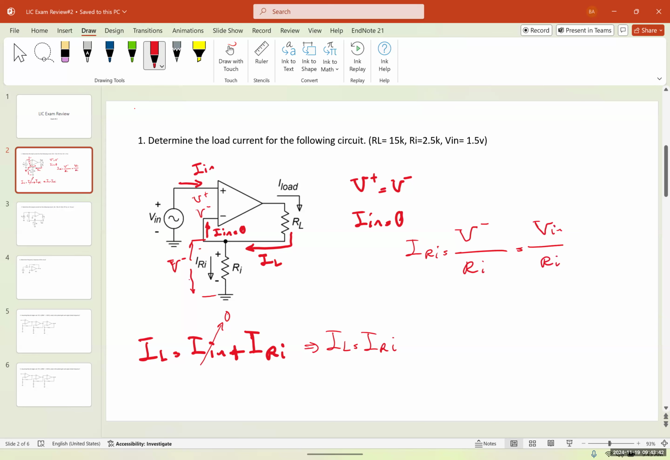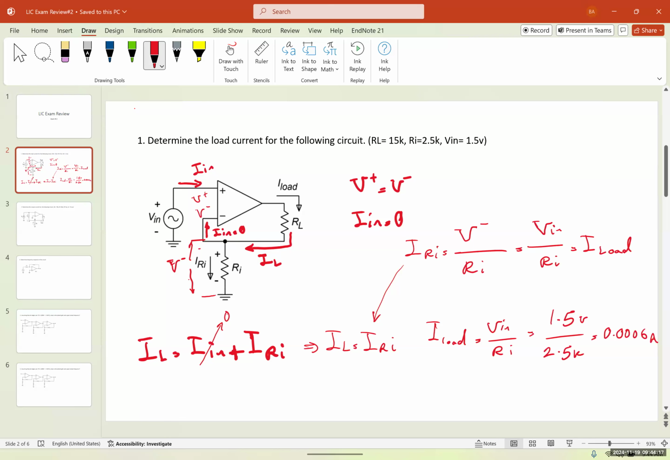And we learned that IRI is equal to IL. Therefore, this would be equal to IL or I load. And here we want to determine I load. So I load here would be equal to Vn over Ri. How much is Vn? It's 1.5 volts. How much is Ri? It's 2.5K. Therefore, the result would be 0.0006 amp, or in other words, 0.6 milliamps.